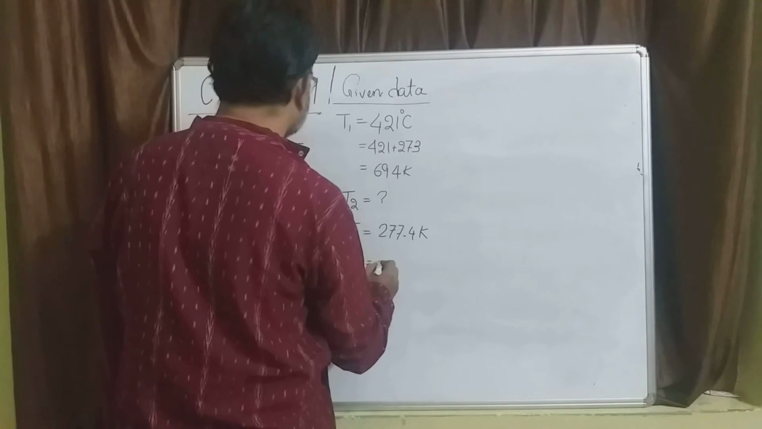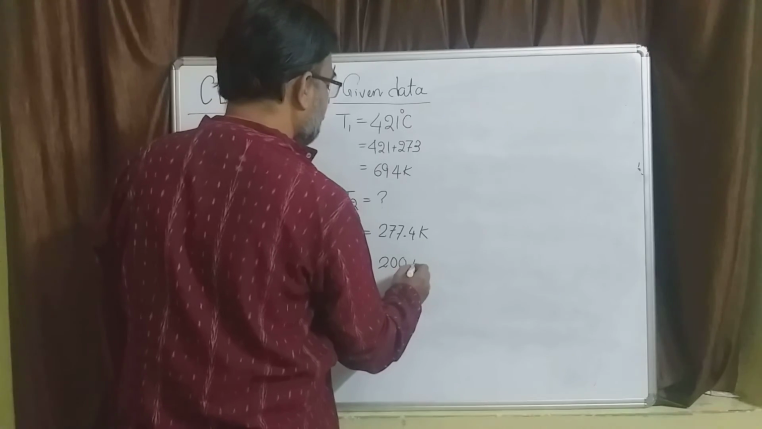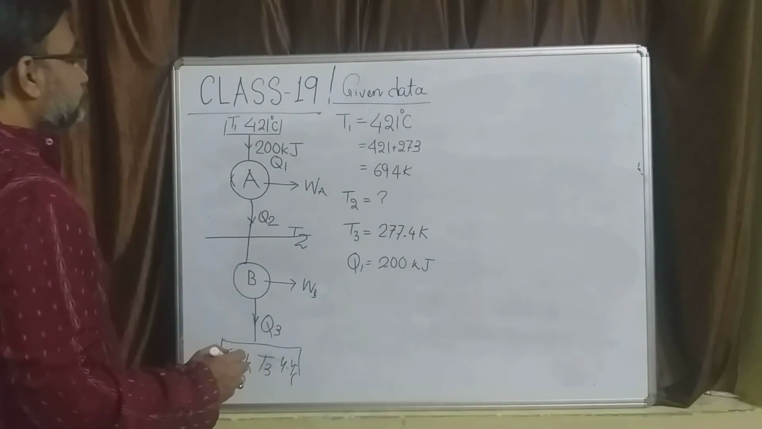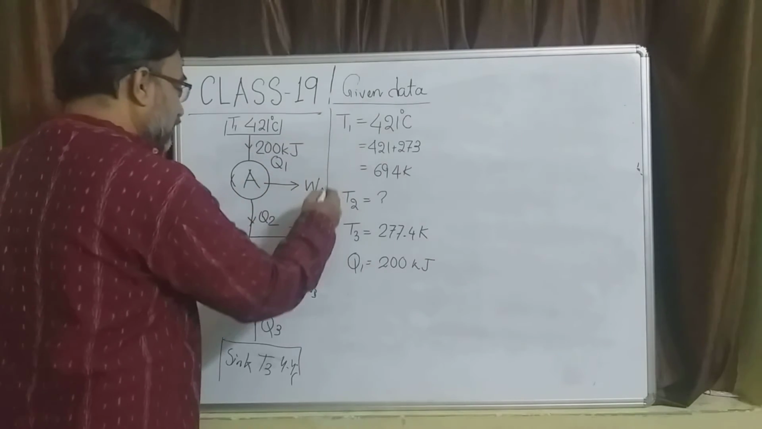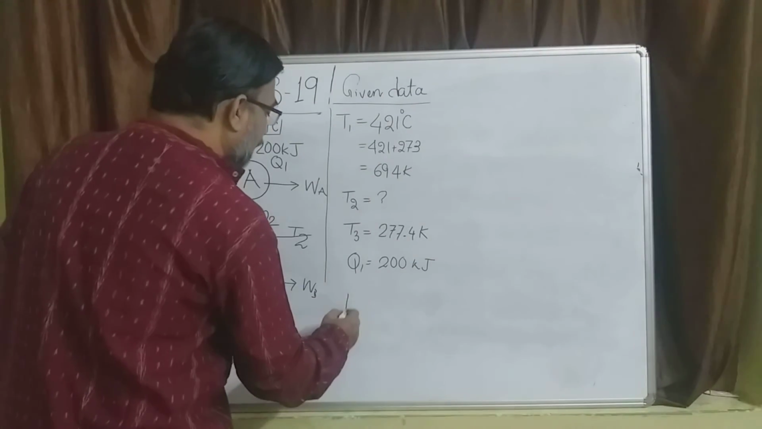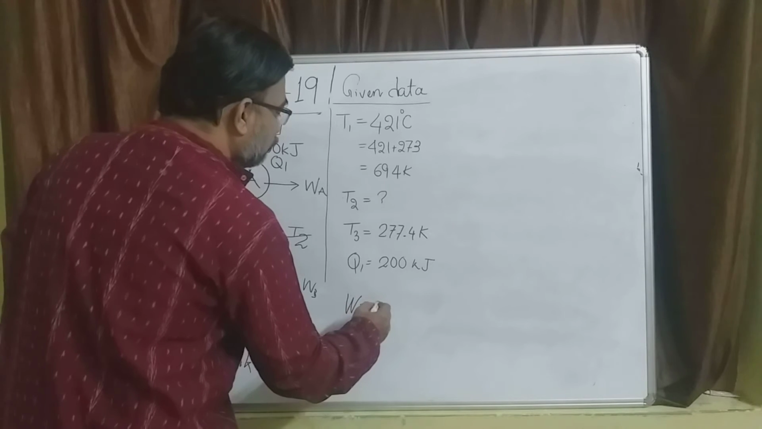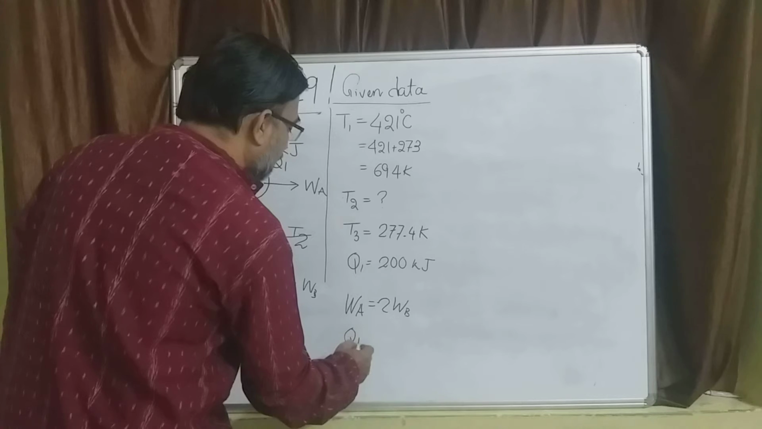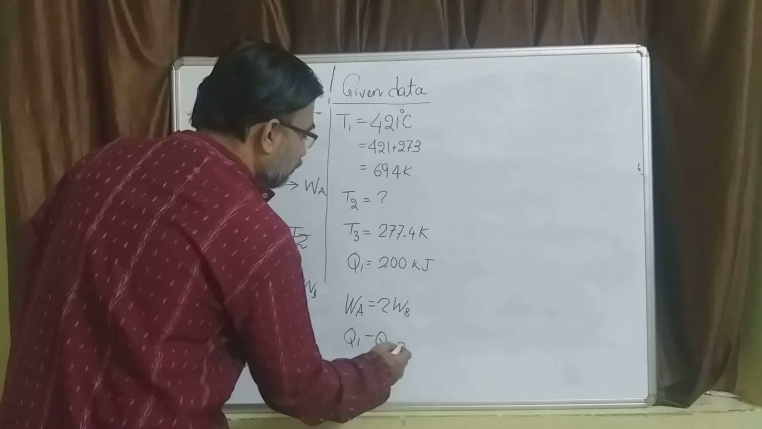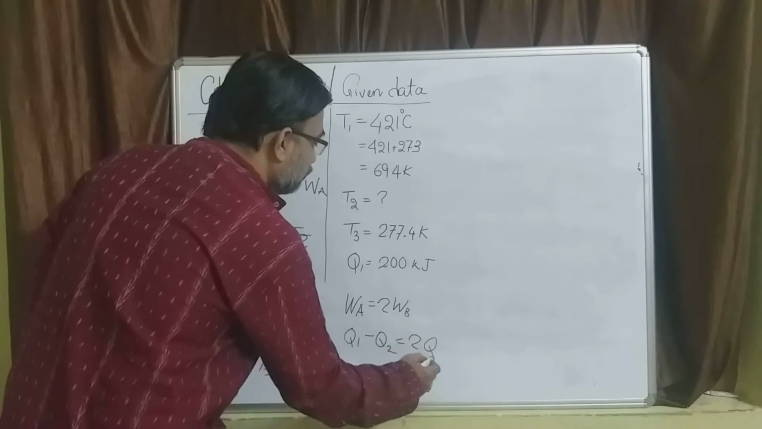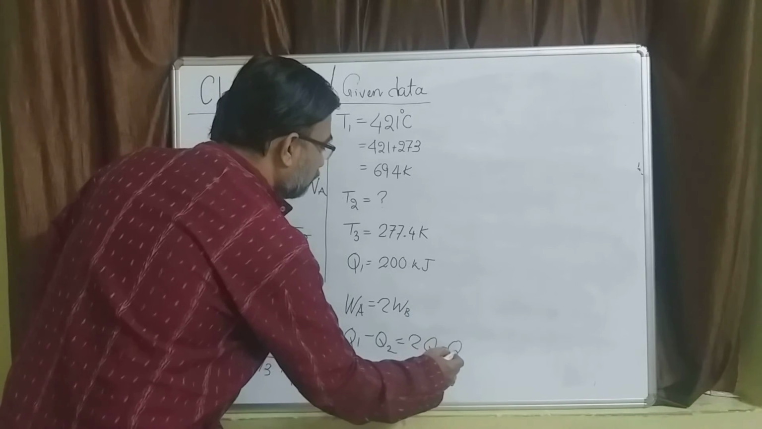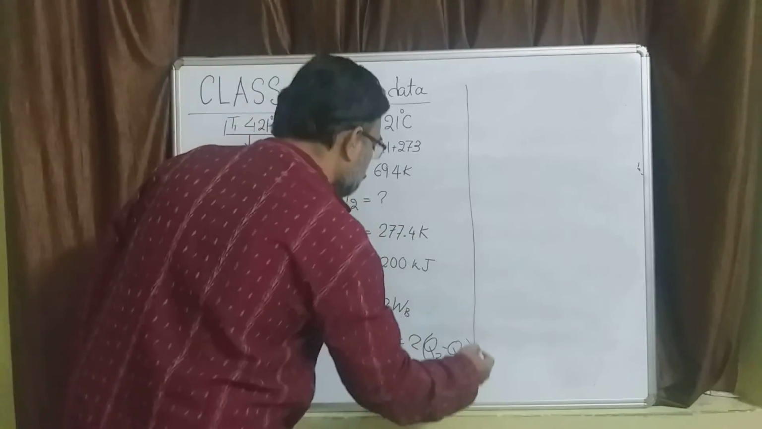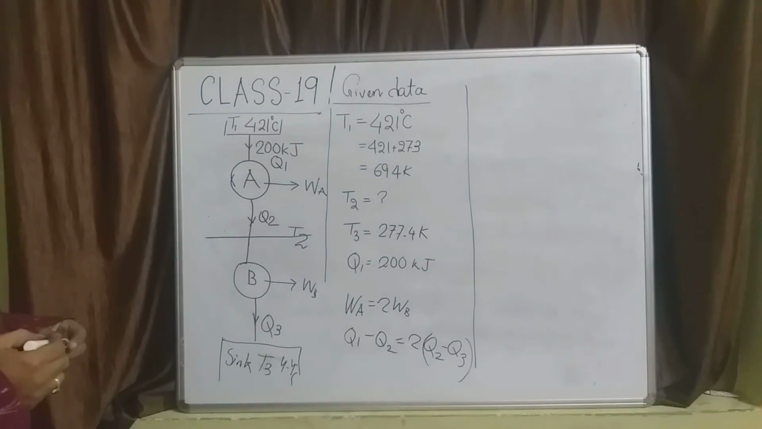Q1 is 200 kilojoules. Okay. So these are the given data. Now how to proceed? WA is 2 times WB. That means Q1 minus Q2 is equal to 2 times Q2 minus Q3. Alright, these are all given to you.